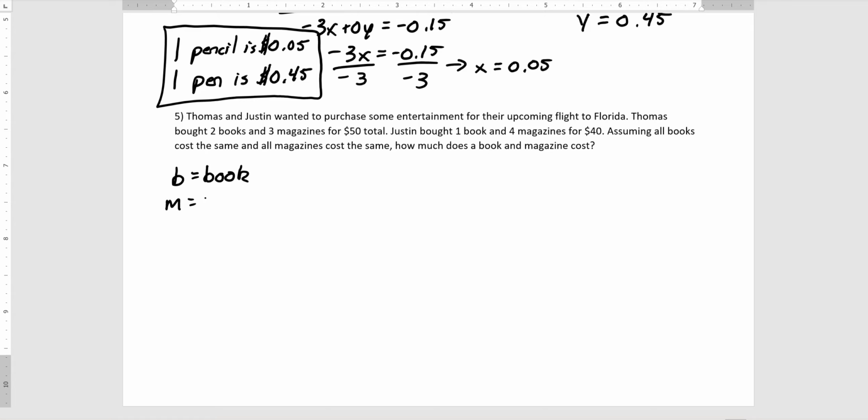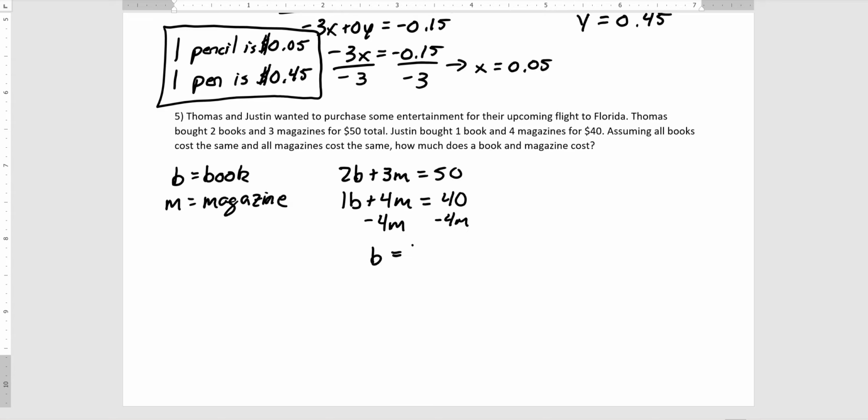M for magazine. Again, if you use different variables, that's totally fine. So, Thomas bought 2 books and 3 magazines for $50. And Justin bought 1 book and 4 magazines for $40. Again, substitution or elimination would work fine here. It doesn't really matter. We used elimination last time, so let's do substitution this time. If I subtract 4m from both sides, I'll see that b equals 40 minus 4m. Now let's plug that into the top equation.